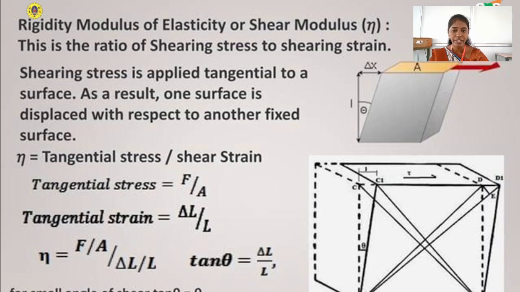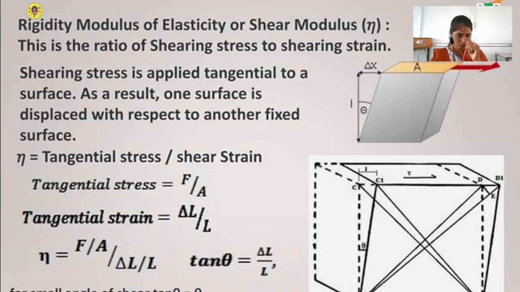So eta will be the notation of rigidity modulus, right? Eta is equal to tangential stress by shearing strain. Here the stress is in angle, so the strain is also in angle. While stress is applied to the body, strain is also produced in the angle, right? Here the tangential stress is equivalent to F by A. Stress is nothing but force by area. Force is applied to the particular area of cross section, so tangential stress can be written as F by A.